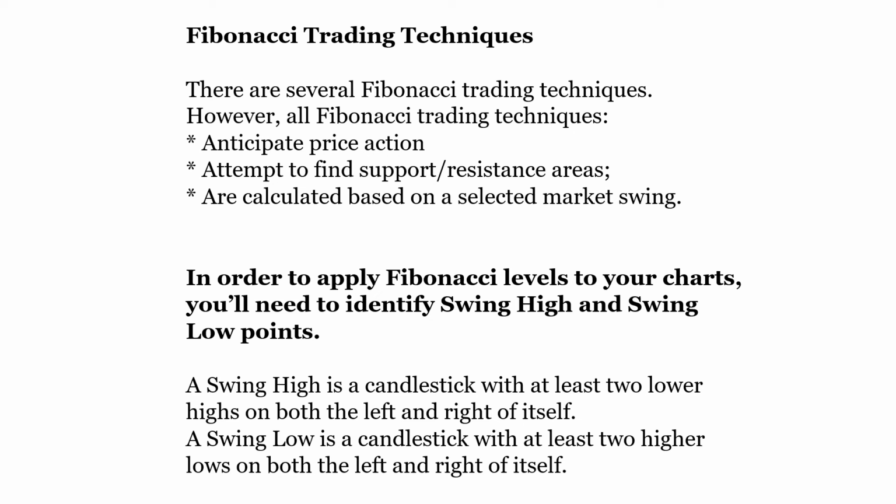A swing high is a candlestick with at least two lower highs on both the left and right of itself. A swing low is a candlestick with at least two higher lows on both the left and the right of itself.